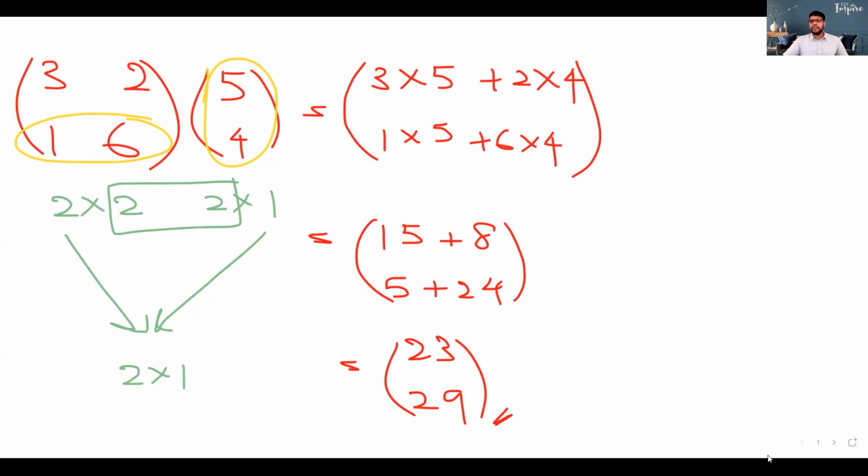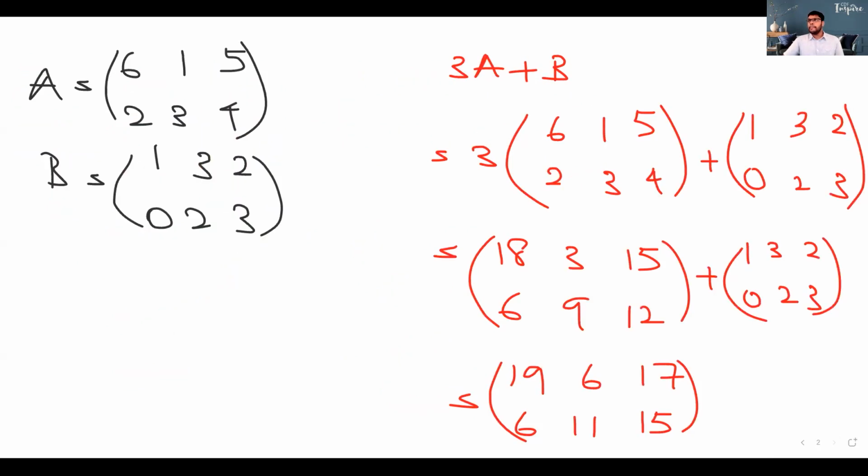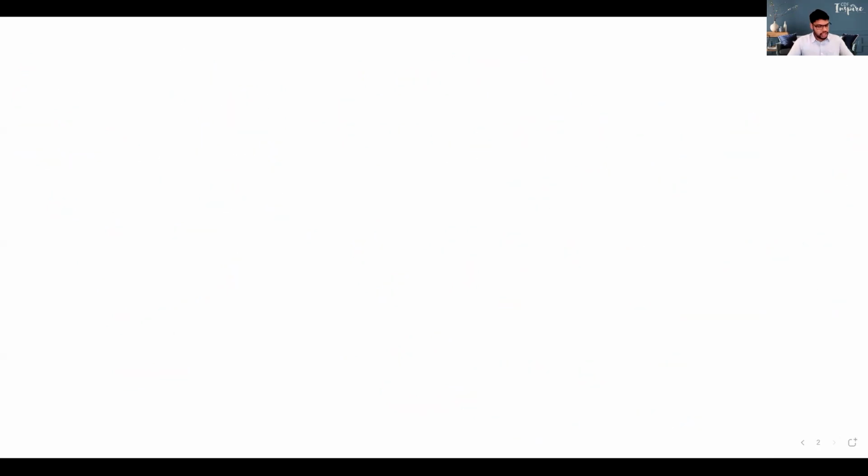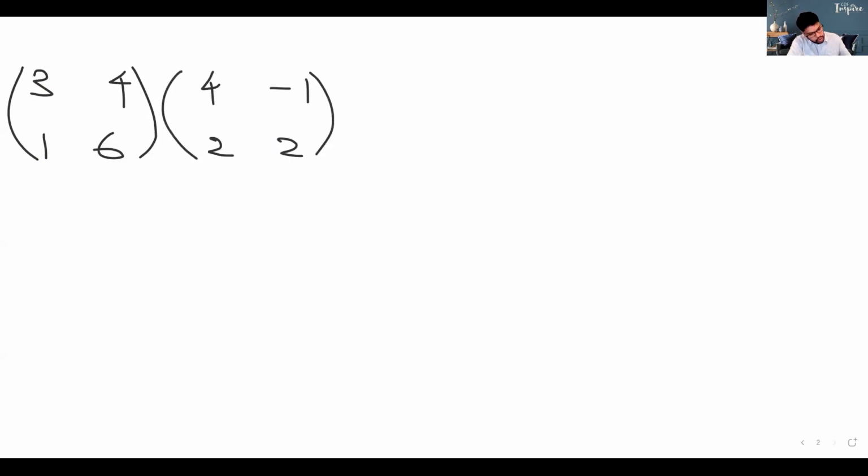All right, so children, we're over time, but I'll quickly finish the paper, right? So then when we go to the next question, our matrices are 3, 4, 1, 6, and we have 4, minus 1, 2, and 2. So children, these are both 2 by 2 matrices, and as you have seen before, they can be multiplied, right?